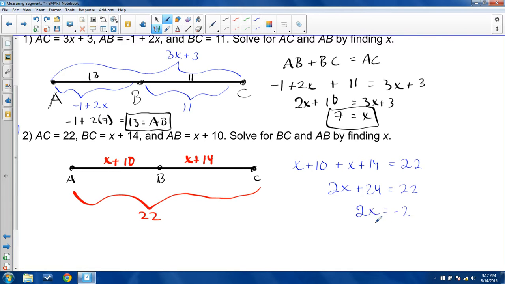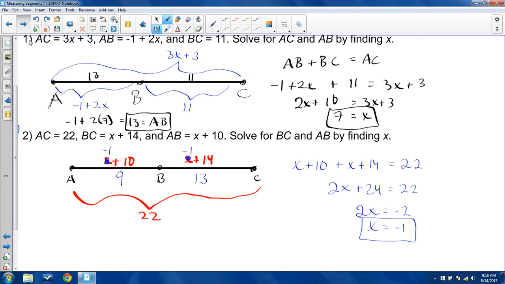2x equals -2 divided by 2, you get x equals -1. So if x is -1, let's substitute that into both of these. -1 plus 10, -1 plus 14. 10 minus 1 is 9. 14 minus 1 is 13. And to confirm that, 9 plus 13 is also 22. So it looks like it all got set up correctly.